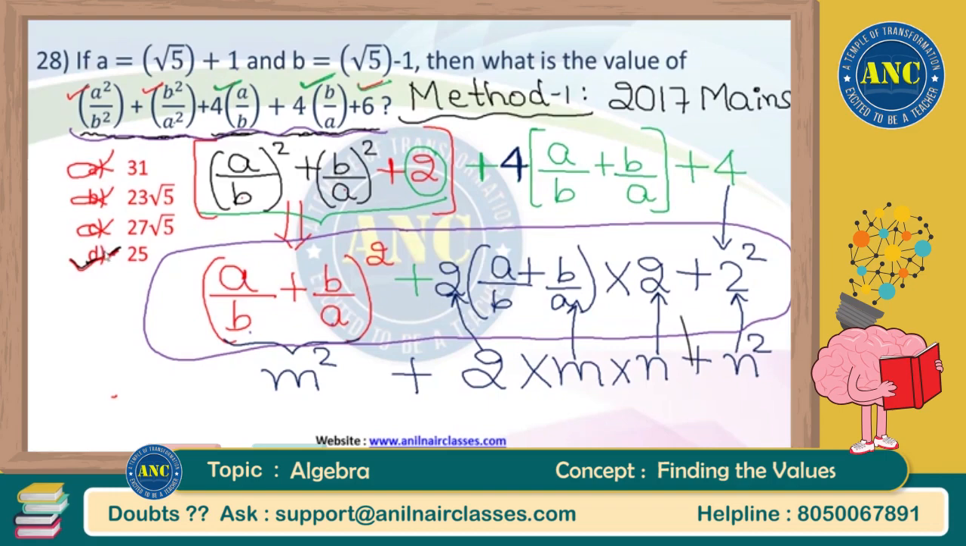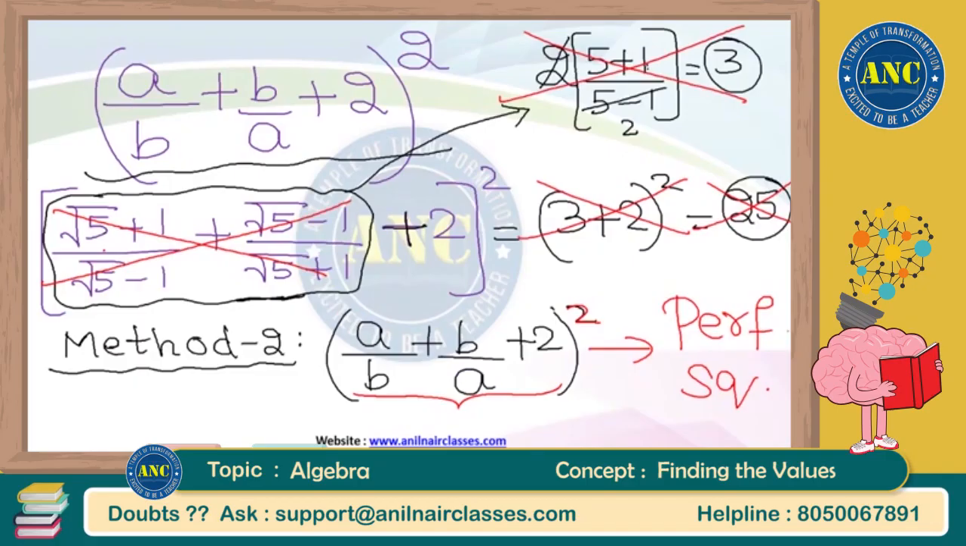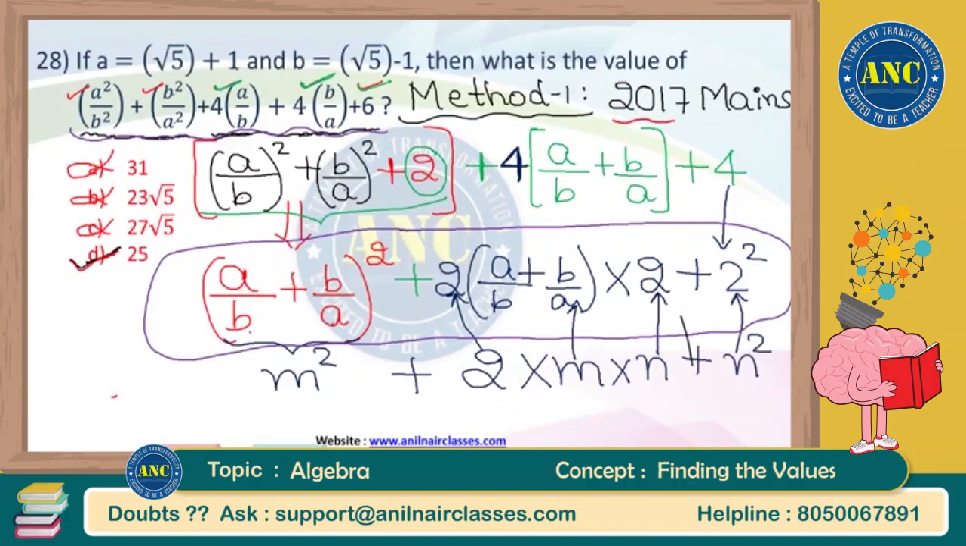I have taught you method 1 for that reason itself. If there is more than one option which is a perfect square, then you should apply method 1, find the a by b plus b by a value, substitute it as 3 and then find the value as (3 plus 2) whole square, which is 25. But it is actually not required with the given options, and I am telling you this is your original 2017 mains question with the exact options being displayed on the screen right now.